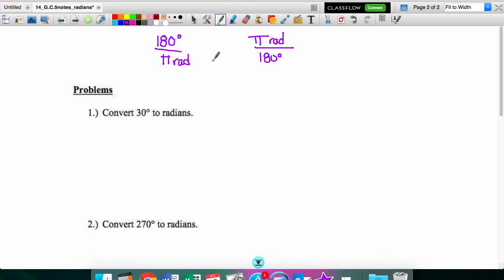So for our very first ratio that I wrote down, we would be converting from radians to degrees. I'm going to write that down, from radians to degrees. And the second ratio that I gave you would be used in a conversion from degrees to radians.